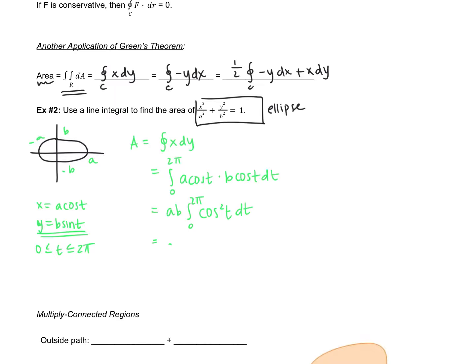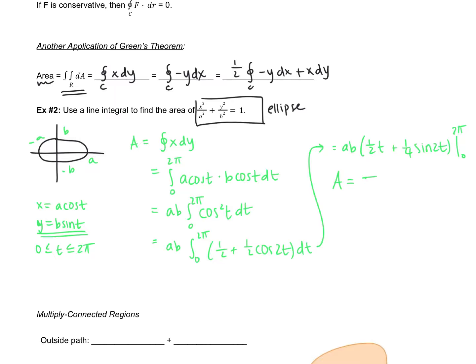And then maybe you remember from an earlier video, I reviewed the trig substitution for cosine squared of t, which is 1/2 add 1/2 cosine of 2t dt. And now we're ready to integrate. So this is ab multiplied by 1/2 of t, add 1/4 sine of 2t, being evaluated from 0 to 2 pi. And so finally, our area is pi multiplied by ab.